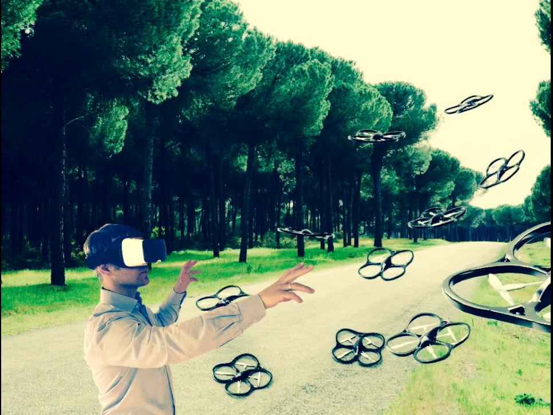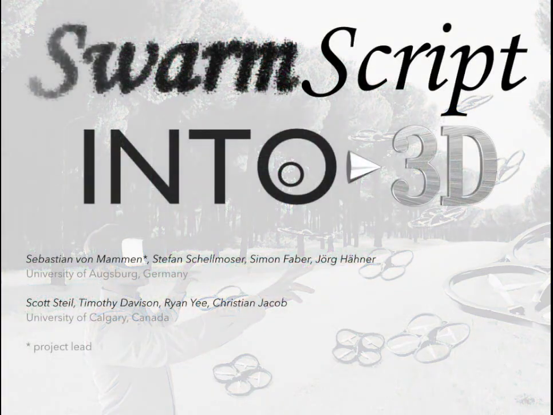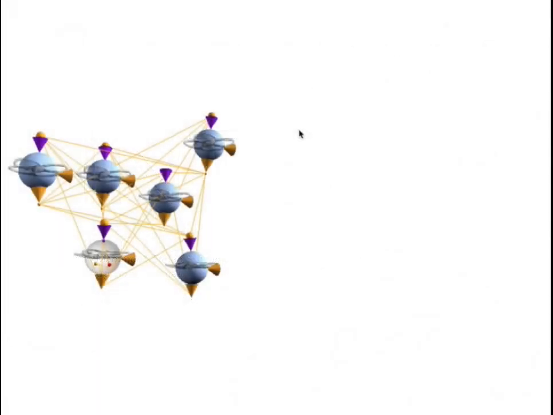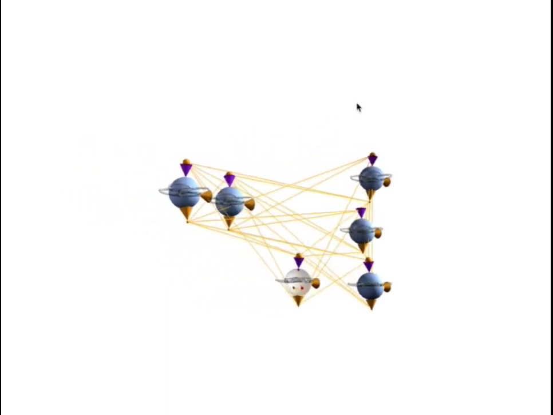The human user has to be empowered to program complex simulated and real-world scenarios alike. We present SwarmScript Into3D, a new approach for programming swarms of objects in 3D space. Here, you see the programmatic relationships of a swarm of simulated quadrotor drones coordinating their flight.